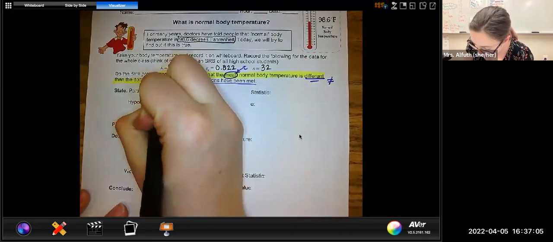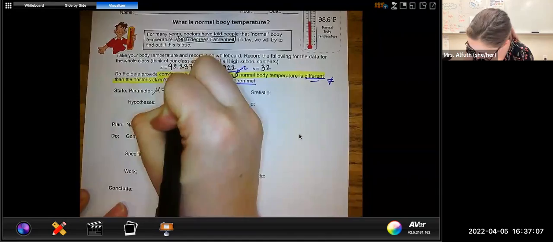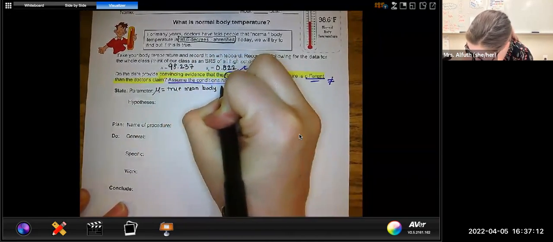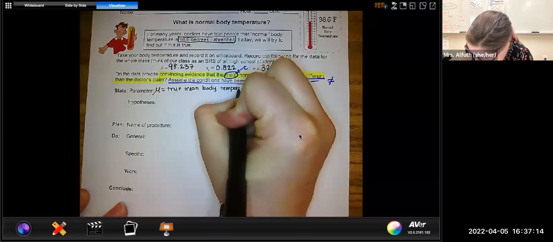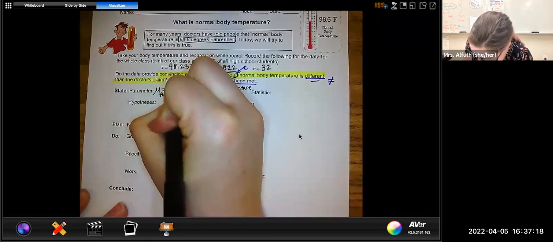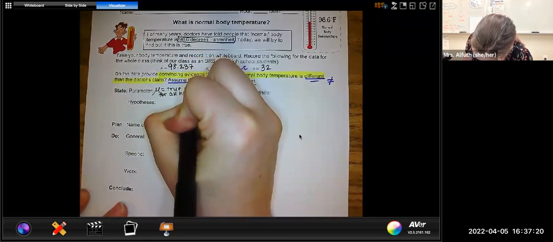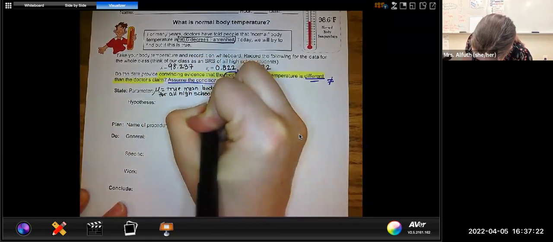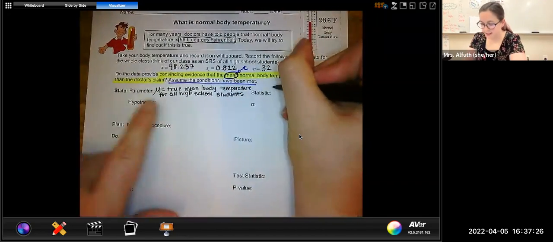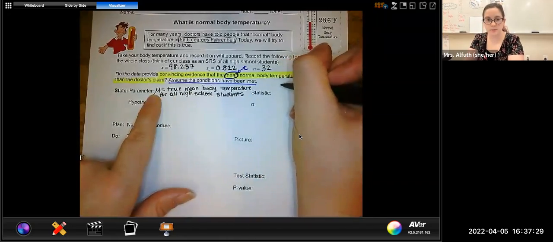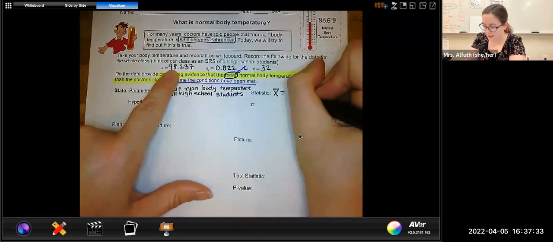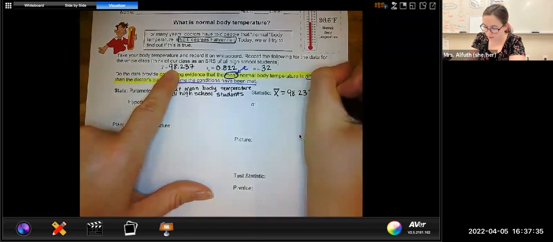So our parameter mu equals the true mean body temperature for all high school students. Our statistic then, if our parameter was mu, our statistic should be X bar, and we already know that that is 98.237.